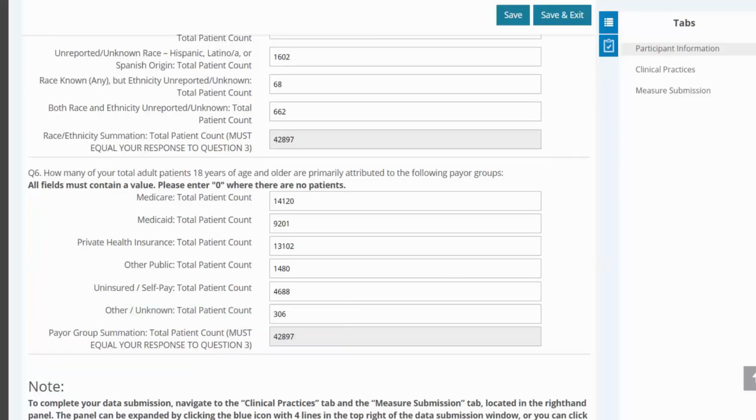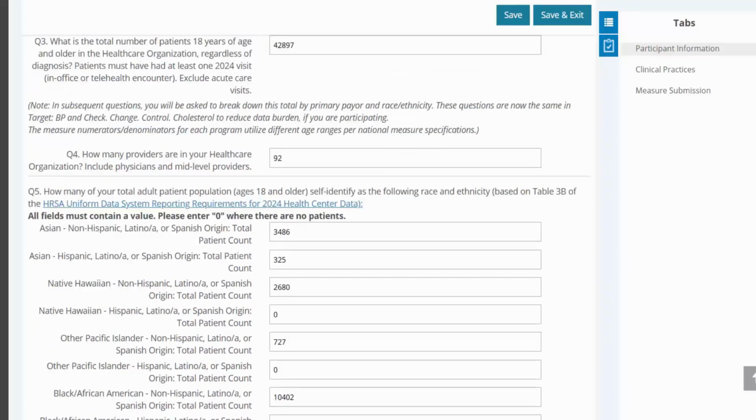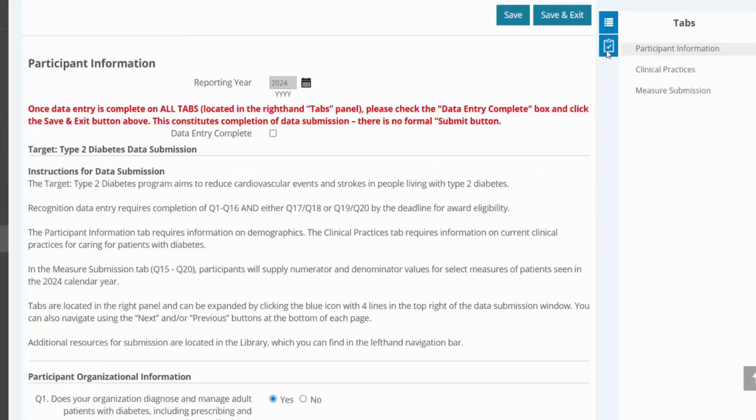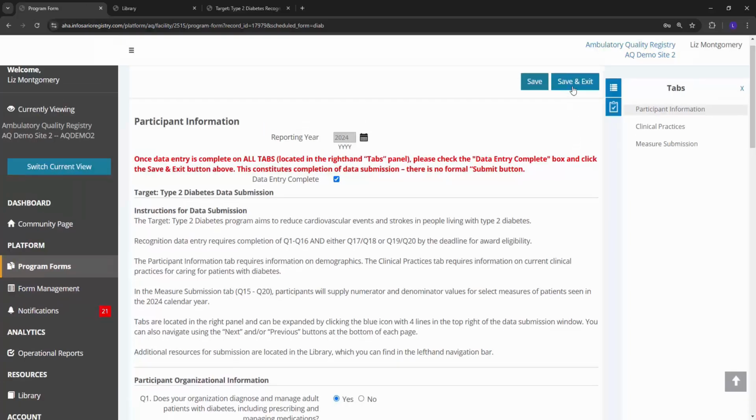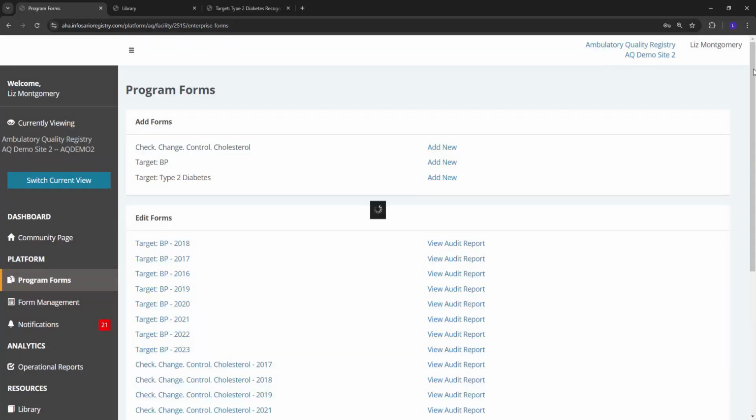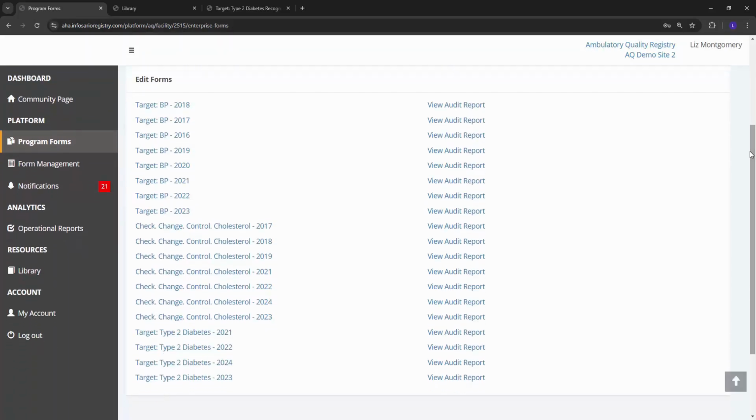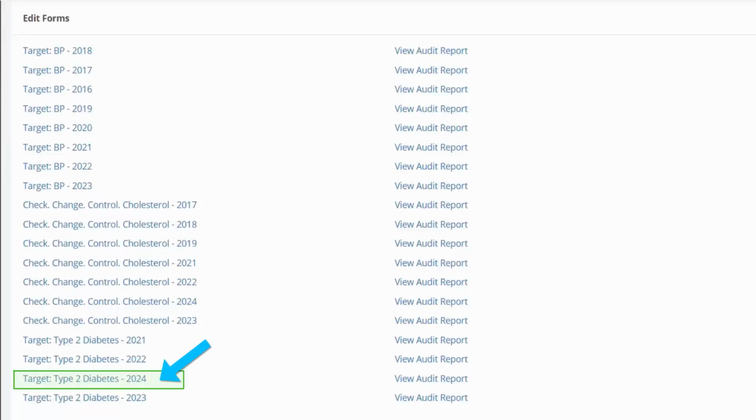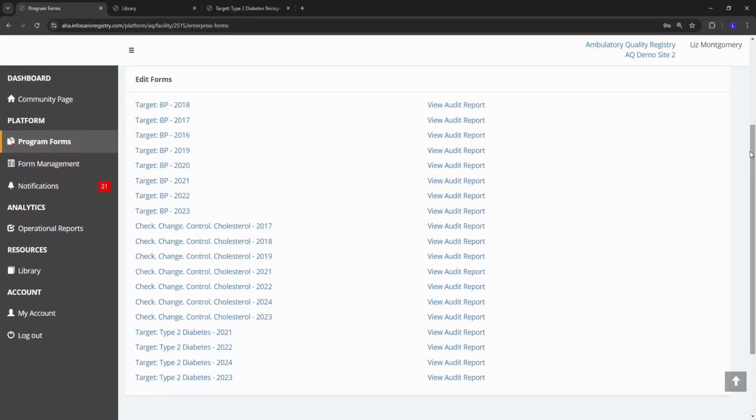Now that it's corrected, I will be able to check the Data Entry Complete box, which ensures that I'm ready for recognition. Finally, I'll click Save and Exit. Back under Program Forms, I now have a saved 2024 form for Target Type 2 Diabetes. You can go back and edit your data at any time before the data submission deadline. As long as your data is complete by that time, you are considered eligible for an achievement award.